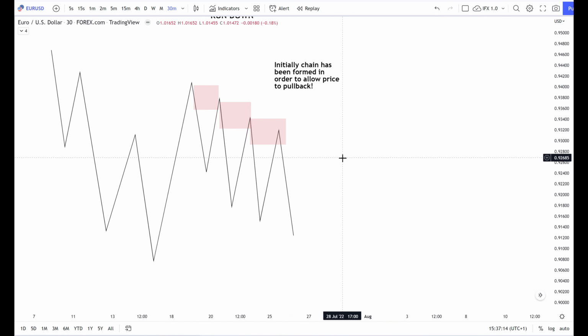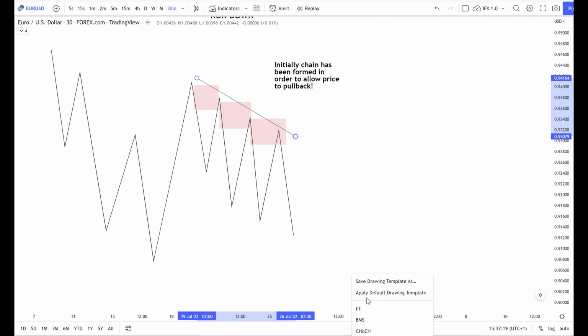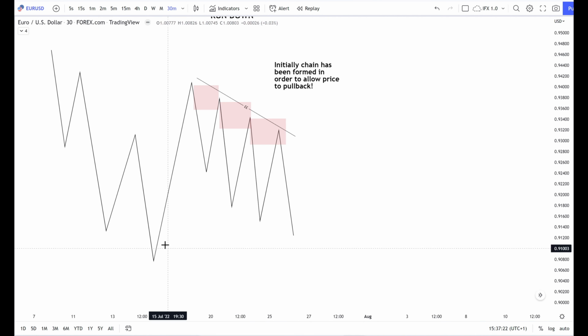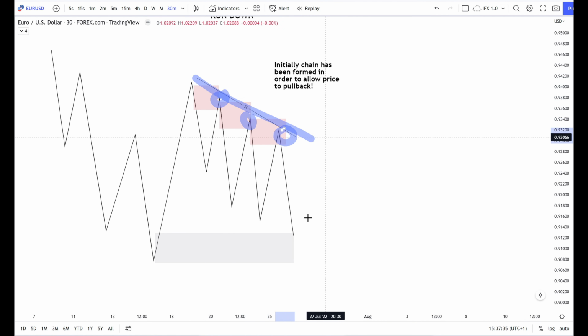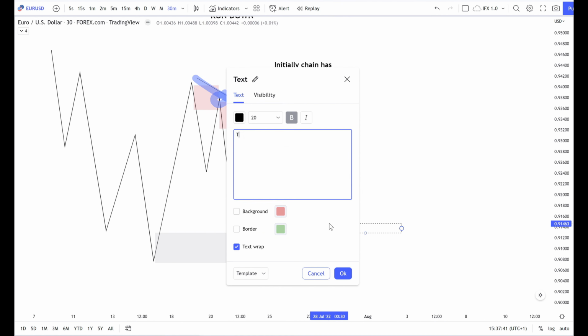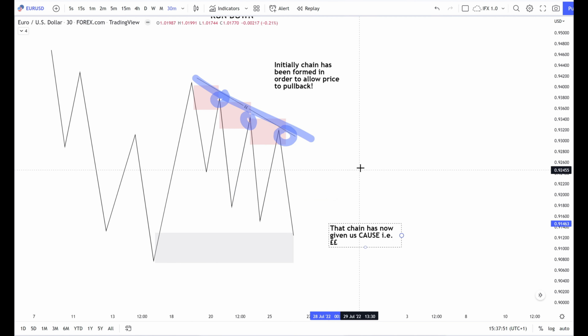In doing so, what it's essentially doing is building liquidity. So if it then comes into a POI of your choice that you're looking to buy from, at that point, that chain that was formed in order to facilitate that pullback is now used as a target. Depending on where we mitigate into, that chain has now given us calls, i.e. liquidity, to target.